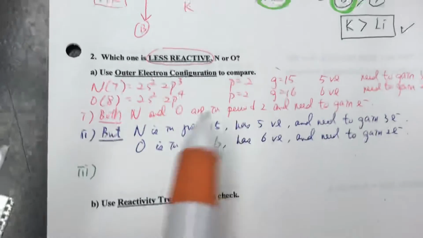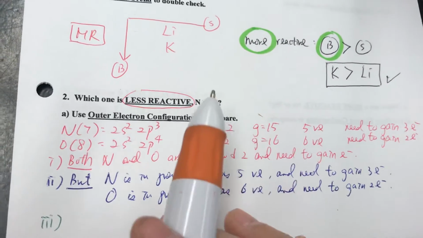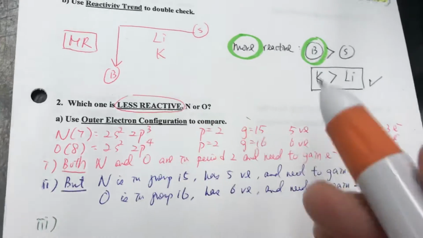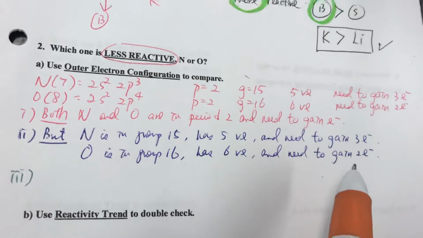Okay, so now step 3, you have to be really careful. Step 3 is the sentence that always gets messed up. Step 3, they ask you less reactive. Less reactive, that means I'm looking for less easier. Less easy to do what? Less easier to gain electron. Okay, less easier to gain electron.